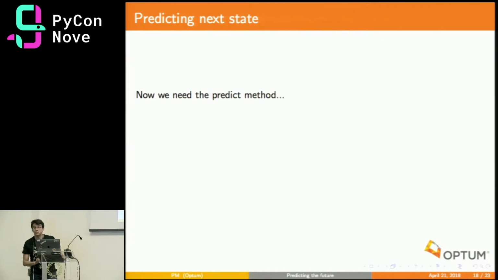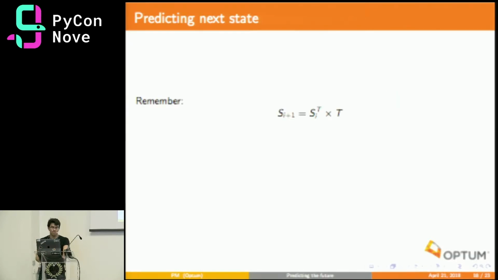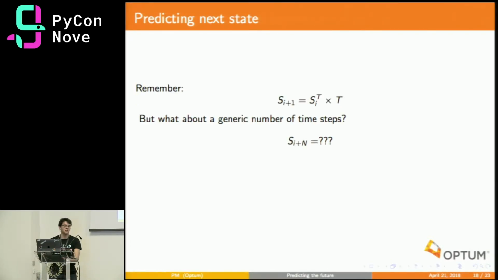Okay, now we need to predict. So how do we do that? If you remember the equations you saw earlier, the state at time i plus 1 is given by S_i transposed times T. But what if we want n steps? We don't want just one. We want to generalize this.